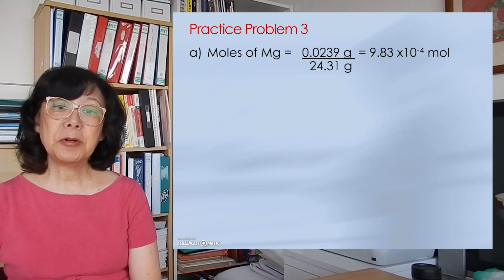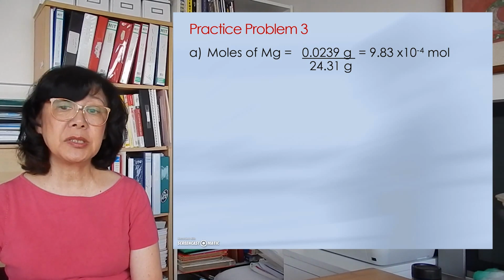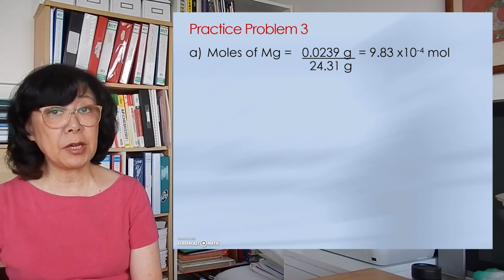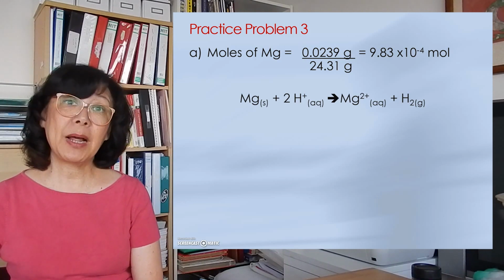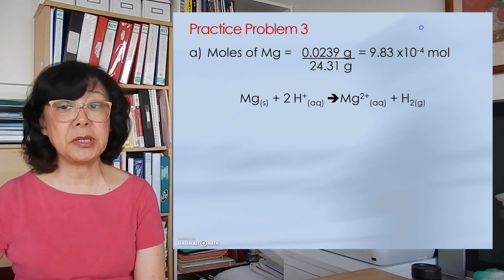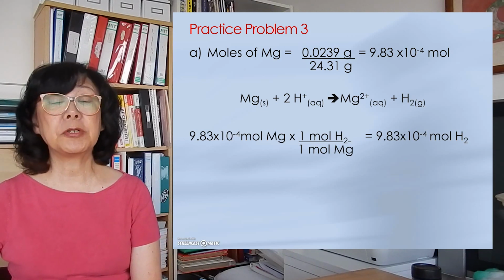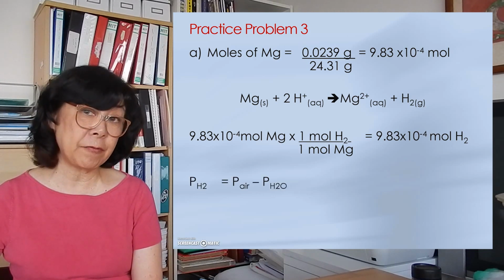Calculations. The moles of magnesium is calculated by dividing the mass by the molar mass of magnesium, which turns out to be 9.83 times 10 to the power negative 4 moles. Now from the balanced equation, 1 mole of magnesium yields 1 mole of hydrogen. Therefore, the moles of hydrogen will be the same, which is also 9.83 times 10 to the negative 4 moles.